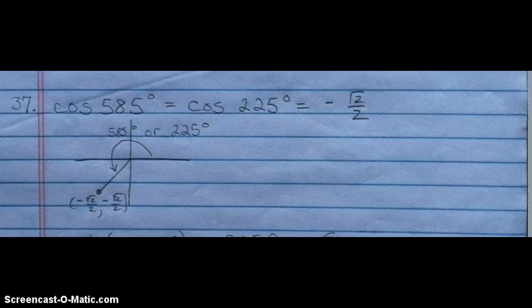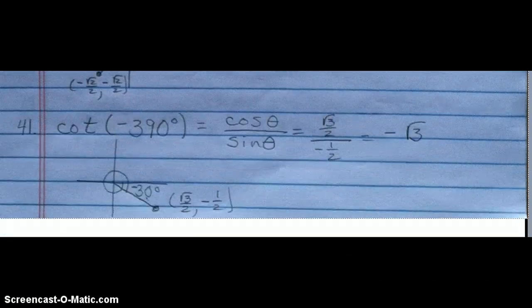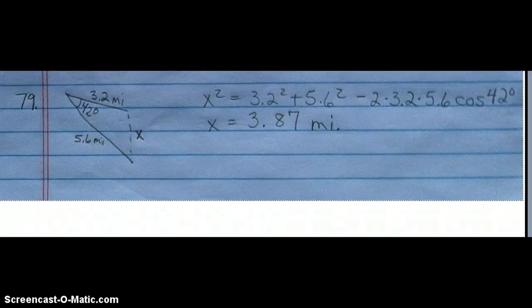Cosine of 585. Once again, find it in the unit circle. That's the same thing as 225 degrees, or 5 pi over 4. So negative square root of 2 over 2, negative square root of 2 over 2. So the cosine is negative square root of 2 over 2. Negative 390 degrees. You go clockwise, you go 360, then you go 30 degrees more. That puts you here at square root of 3 over 2, negative 1/2. Know your unit circle.